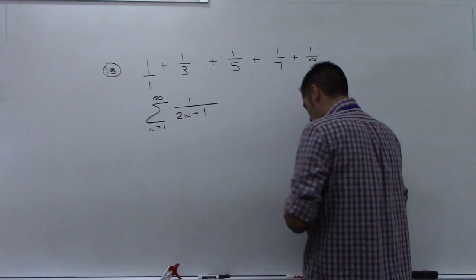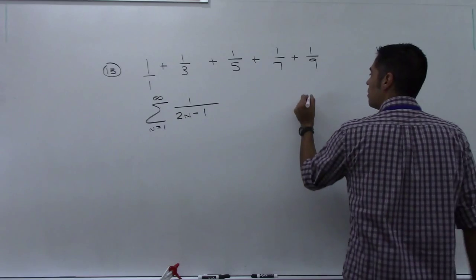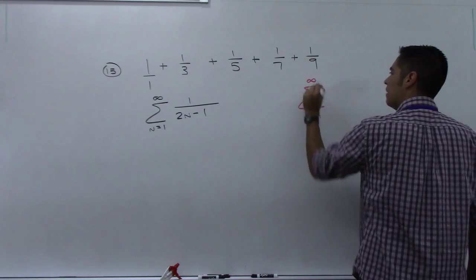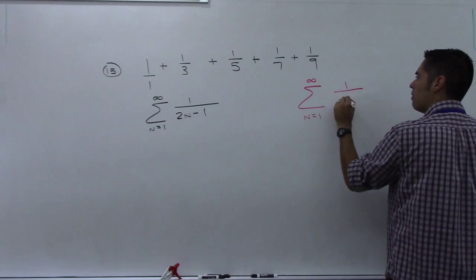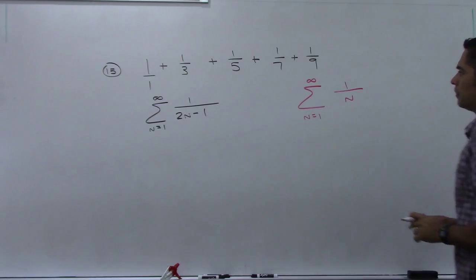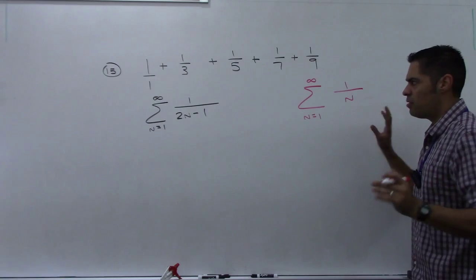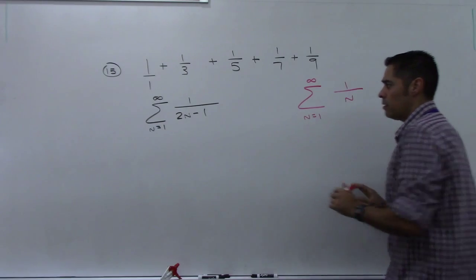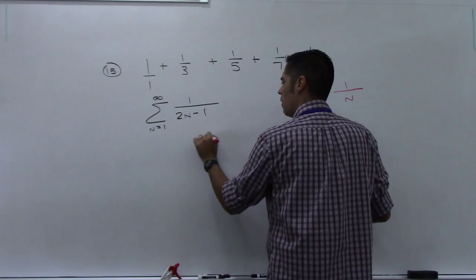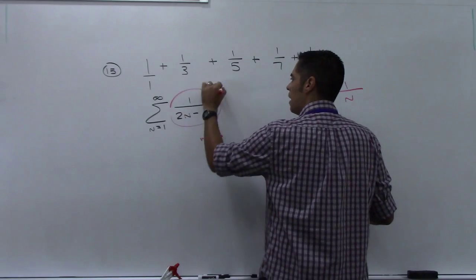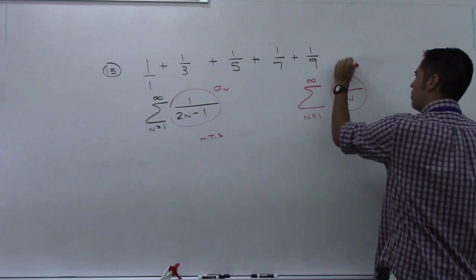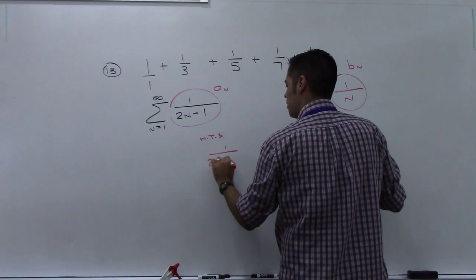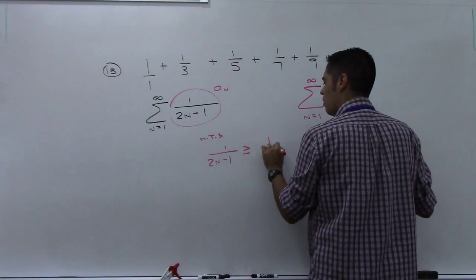But if you're going to compare it, what we're going to compare it to is what we get when n gets real big. When n gets real big, this really looks like 1 over n. And that's harmonic. So I'm just going to run through this one real quick. This is harmonic. It's a p-series with p being 1. We know it diverges. We want to show that this, which is my a sub n, is always bigger than this, which is my b sub n. So I want to show that 1 over 2n minus 1 is bigger than or equal to 1 over n.